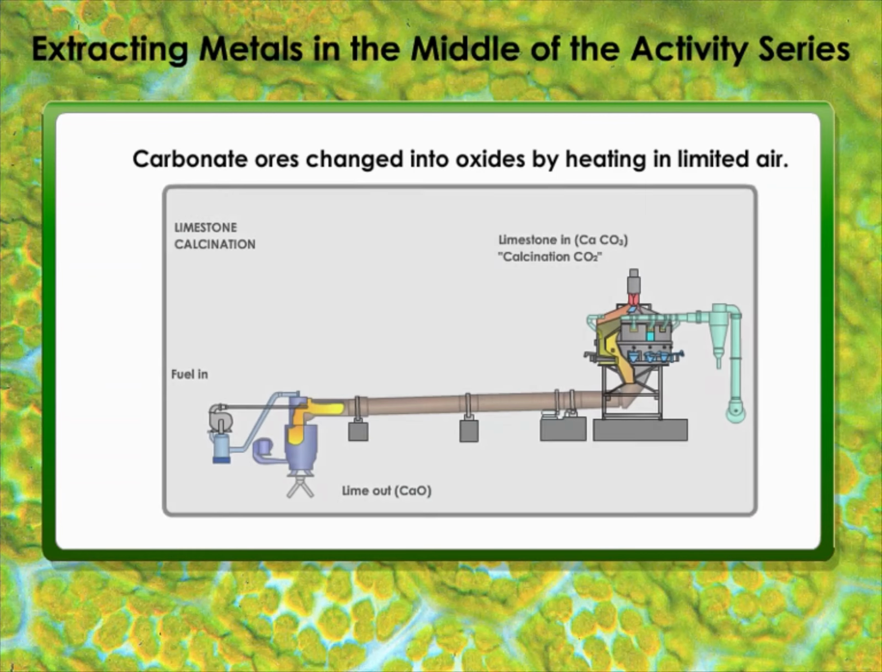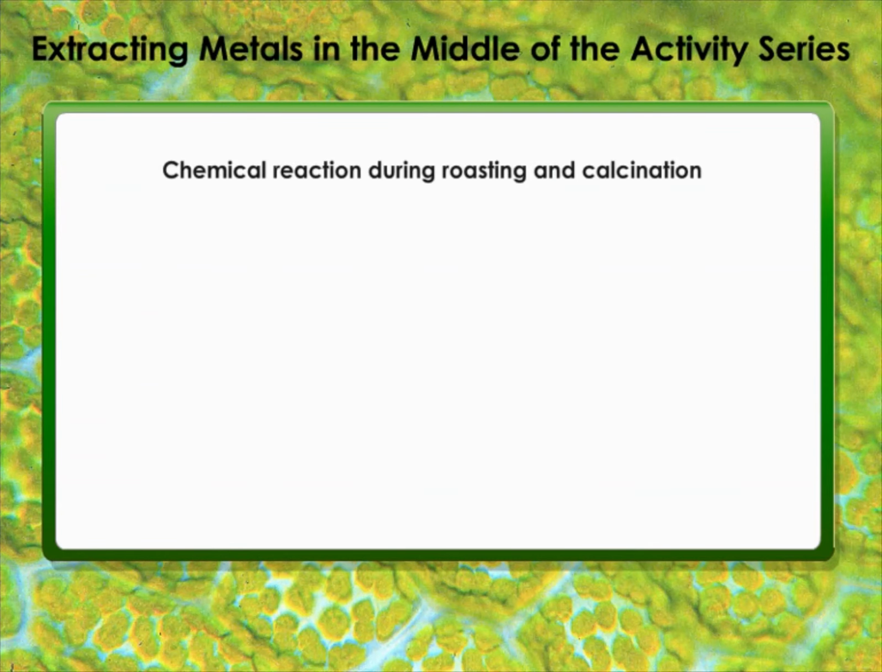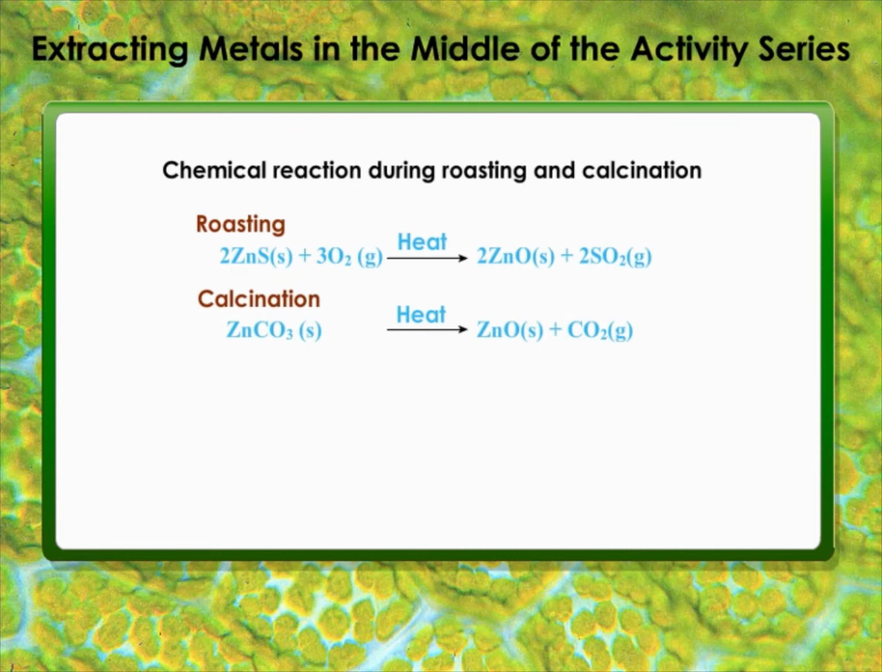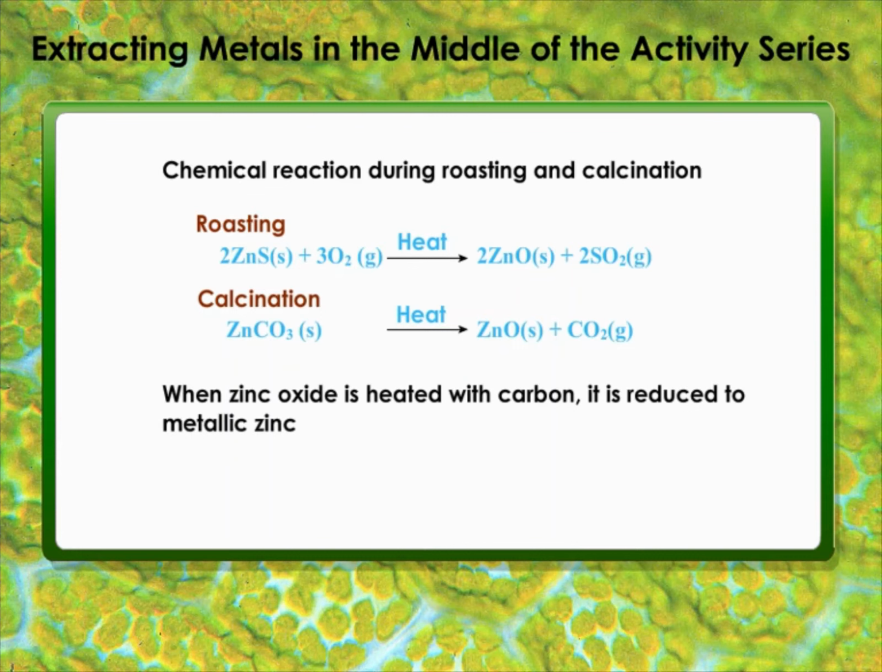The carbonate ores are changed into oxides by heating strongly in limited air. This process is known as calcination. The chemical reaction that takes place during roasting and calcination of zinc ores can be shown. The metal oxides are then reduced to the corresponding metals by using suitable reducing agents such as carbon. For example, when zinc oxide is heated with carbon, it's reduced to metallic zinc.